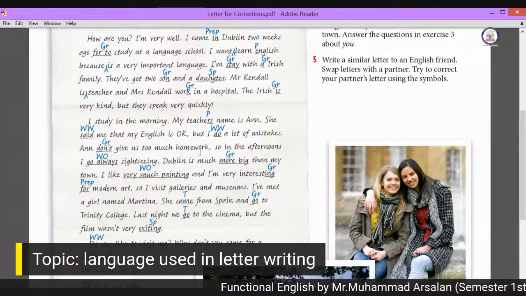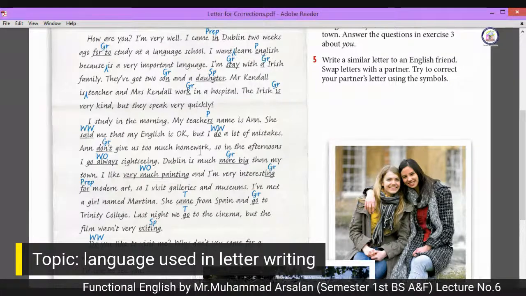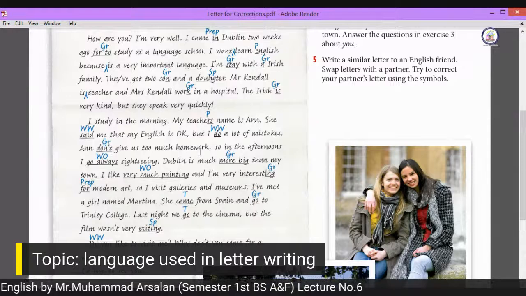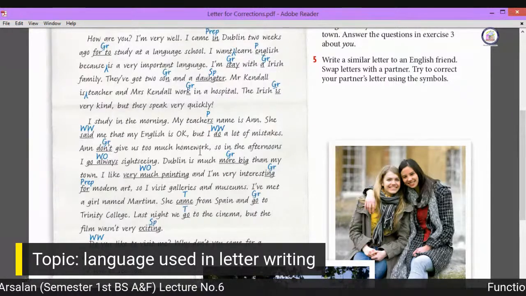Interested के साथ जो preposition आती है वो in आती है, for नहीं आती. I am interested in modern art. So I visit galleries and museums. I have met a girl named Martina.